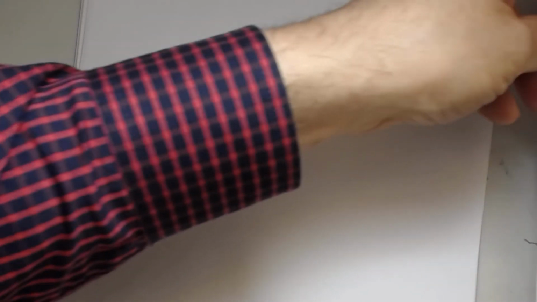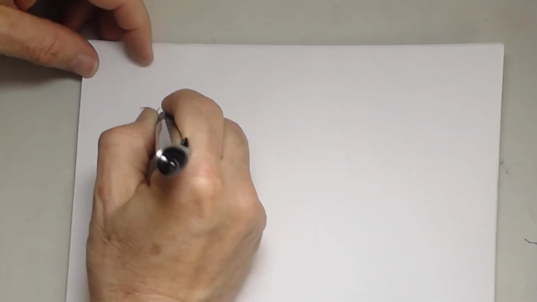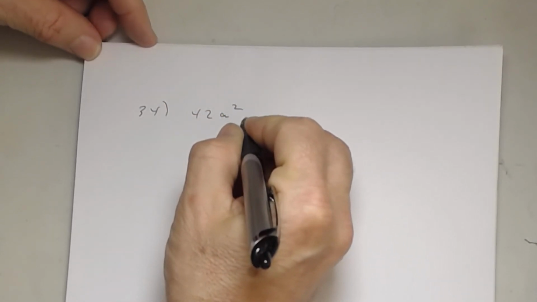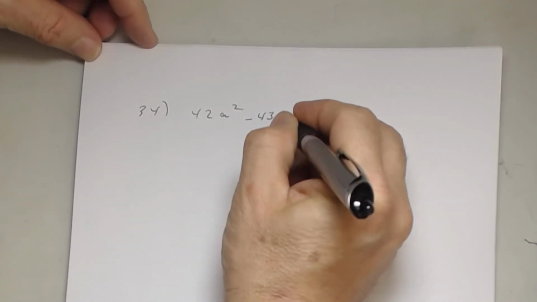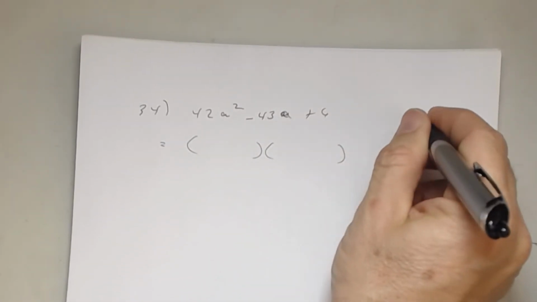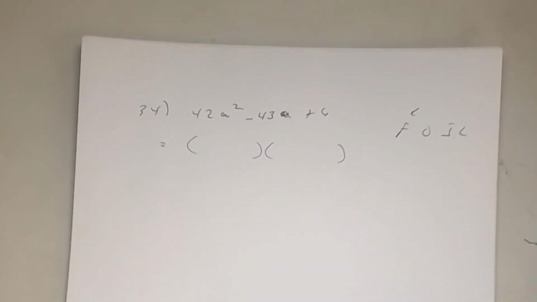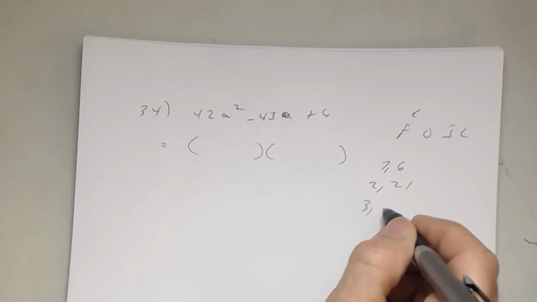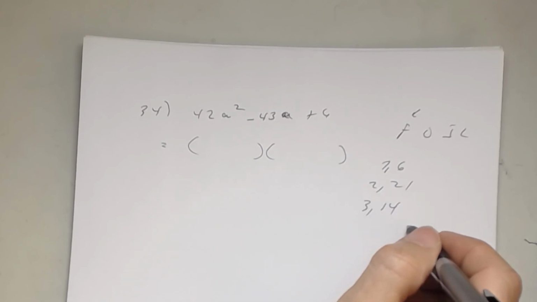Number 34. Okay, you have 42a squared minus 43a plus 6. That's an a. So 42a squared minus 43a plus 6. GCF? 1. So 2 binomials. Okay, 42. So 7, 6, 2, 21, 3, and 14. And that's about it, I think.